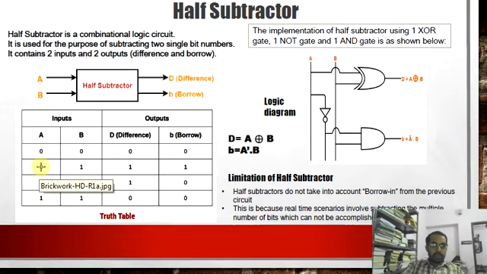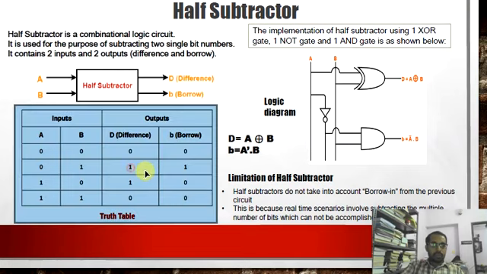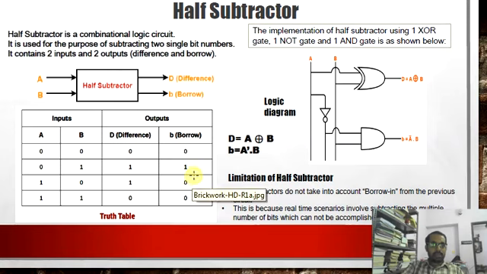If you are subtracting 1 from 0, you cannot directly subtract this one. You need to borrow 1 here. So that means there is a borrow. So borrow is 1. And 10 minus 1 will be 1. So in this case, the difference is 1 as well as borrow is 1. Now we are subtracting 0 from 1. So the difference is 1. There is no borrow. And if you are subtracting 1 from 1, the difference is 0 as well as borrow is also 0.